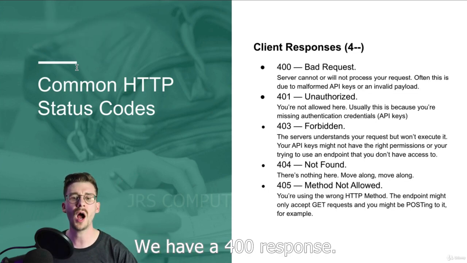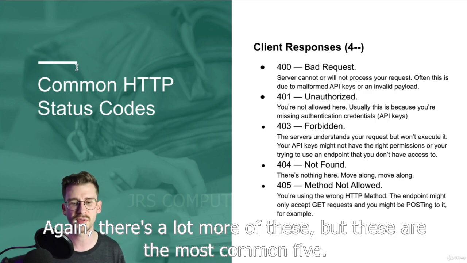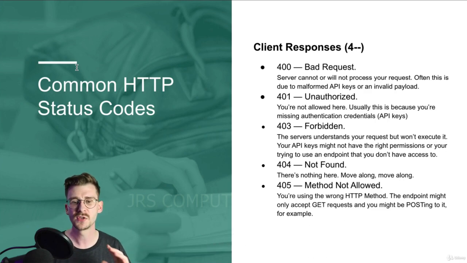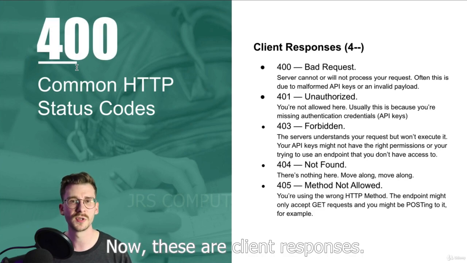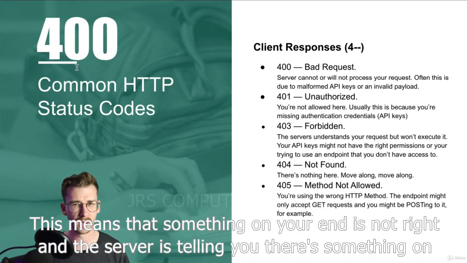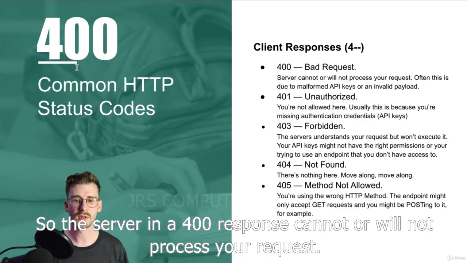Next, we have a 400 response. Actually, we've got a whole series of these. Again, there's a lot more of these, but these are the most common 5. So the first one is a 400 request. Now, these are client responses. This means that something on your end is not right, and the server is telling you that something on your end is not right. So the server in a 400 response cannot or will not process your request.